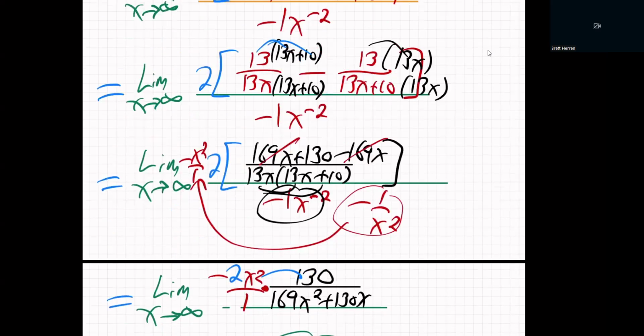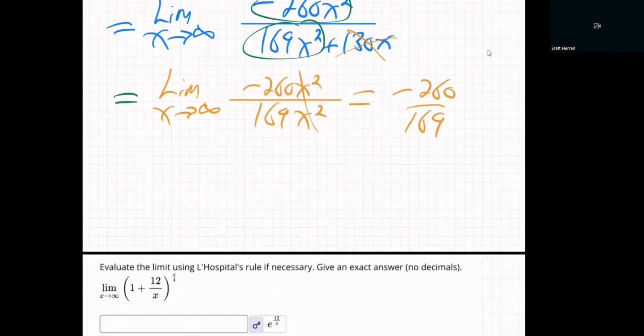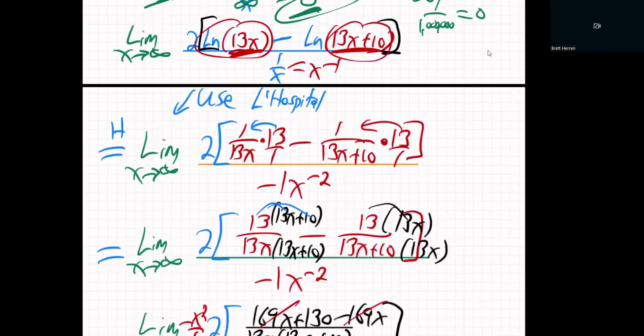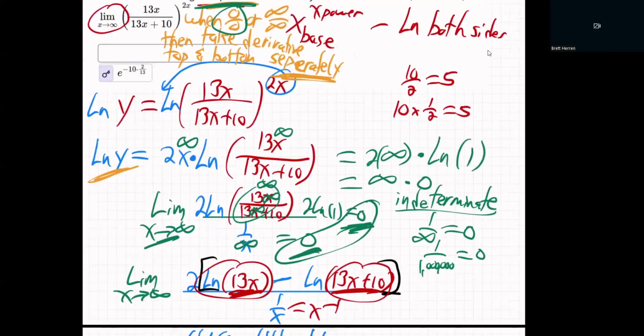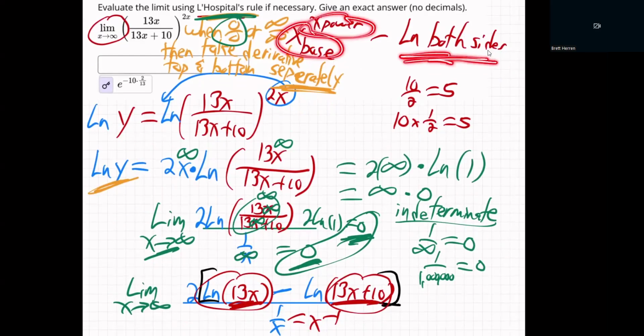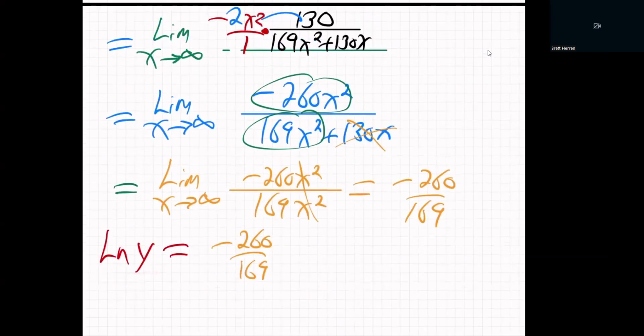Why not? From the beginning, this was the natural log of y. So now we have the natural log of y is minus 260 over 169. Remember, in the first step, whenever we have x in the base and x in the power, we natural log both sides. So I did that. Don't forget at the very end, you're not done yet. You've got one more step. This isn't y or the answer. This is natural log y.